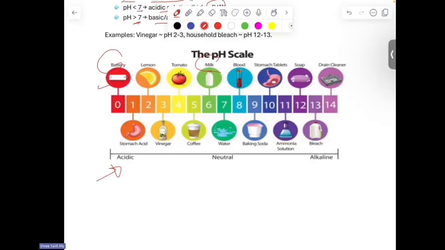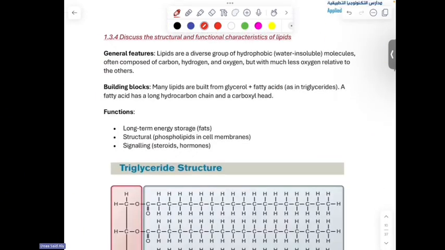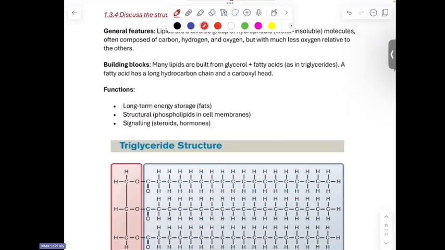And also they may ask you regarding the blood and the soap, for example, okay? Which one has more hydroxide ions? Of course, the soap has more hydroxide ions, okay? It's very important.